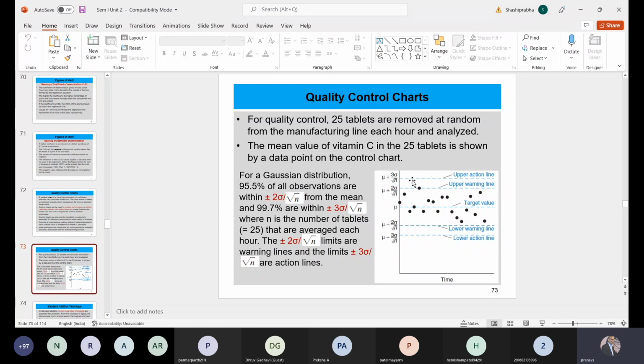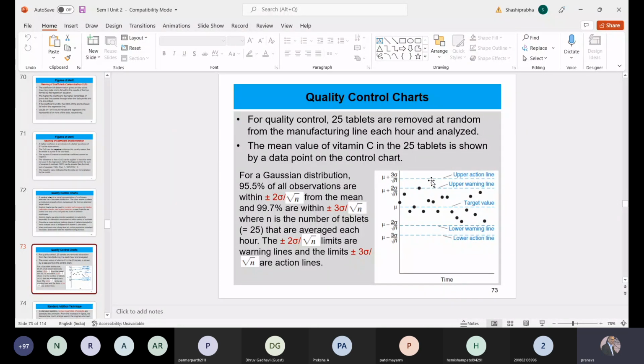Now this is your Gaussian curve. This is how it will look. You can assume this to be 2 sigmas, and this is 1 sigma, so 3 sigmas. This width you can understand to be 3 sigmas on the left and 3 sigmas on the right across this mean. The spread of the values should be essentially between the upper warning line and the lower warning line. So the spread of your measurements should be within these two boundaries.